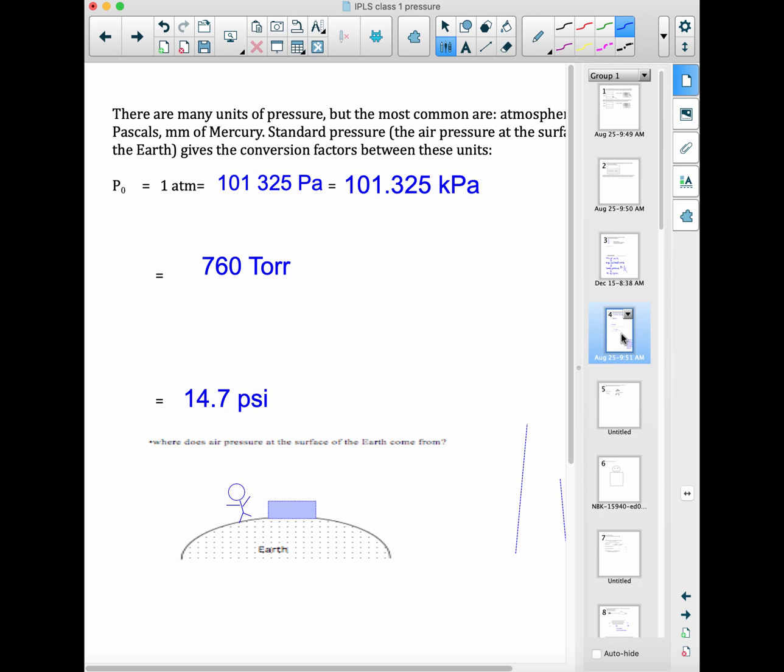So you can use these numbers and ratios just to convert atmospheres to PSI, etc. We'll do an example of that a little later on in this presentation. Let's just pause and fill in at the bottom of the page, where does the air pressure at the surface of the Earth come from?